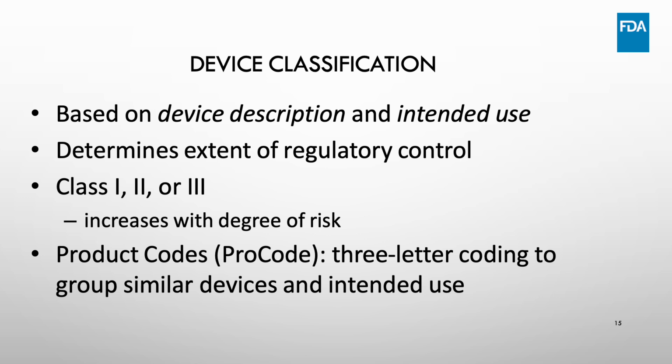The class of device generally increases with its degree of risk. In addition, each device type is assigned a product code, a PRO code in short, which refers to a three-letter coding. This allows FDA to group similar devices and intended uses. Note that the same device with a different intended use may have a different classification, product code, and class.